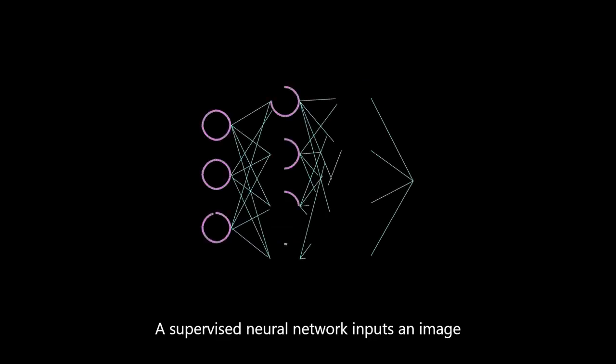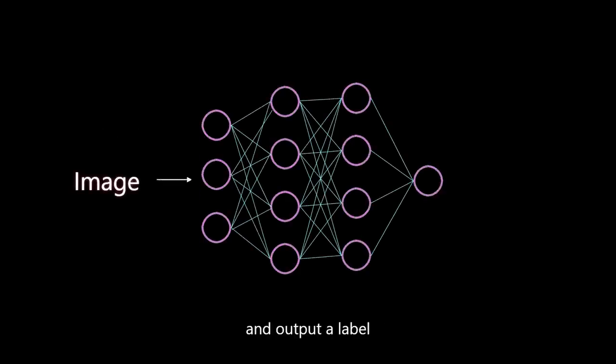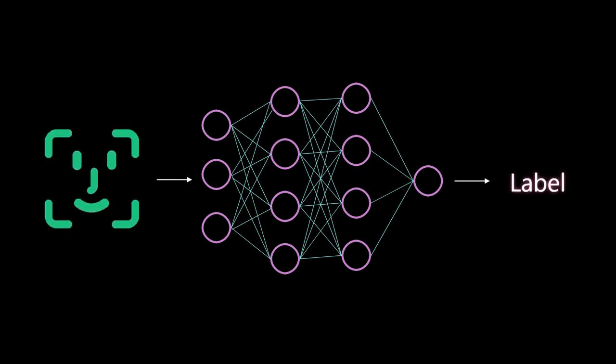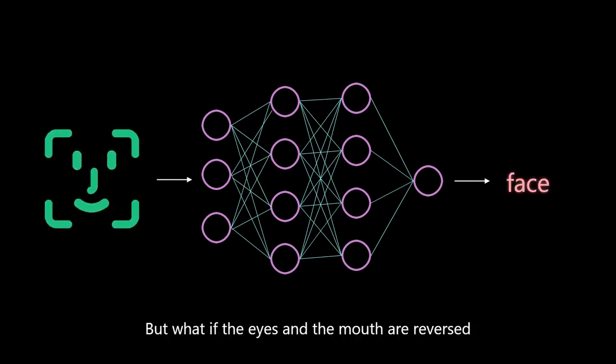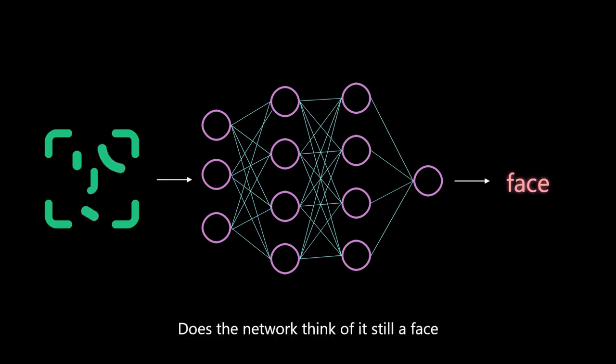A supervised neural network inputs an image and outputs a label. For example, an image can be recognized as a face, but what if the eyes and the mouth are reversed? Does the network think of it as still a face? The answer is mostly yes.